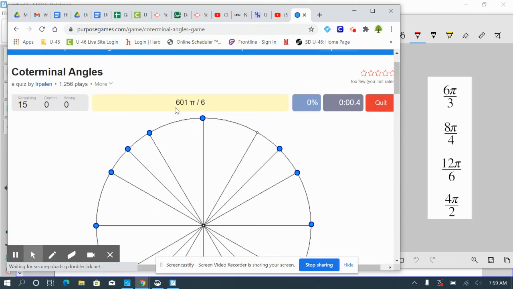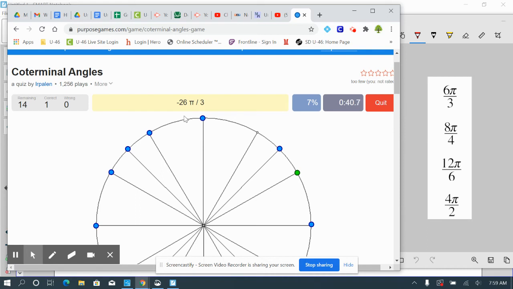Okay, oh boy, it's asking for 601 pi over 6. Well, how many times does 12 go into 601? Well, this one might be easier to think about in a different way. This is really 600 over 6 plus 1 over 6. And 600 over 6 is 100 pi. So those are just 50 complete circles, and you're left with 1 pi over 6 left over. So 1 pi over 6 was the one that was coterminal with it.